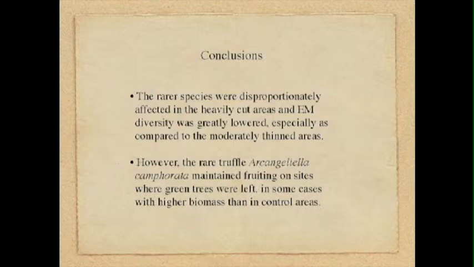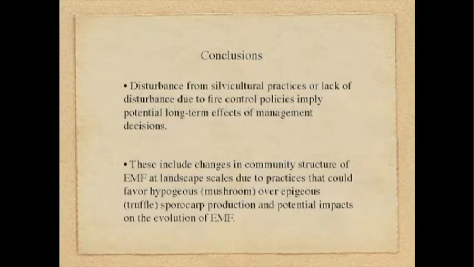A couple of corollary conclusions there. Disturbance, and I didn't touch on fire because I had to keep it short, but from silvicultural practices or lack of disturbance due to fire control policies, management effects. Decision makers should be thinking about these things. And these include changes in community structure at landscape scales, which is going to be very difficult to get at or model. And this balance between the mushroom and truffle life form, how is that being affected at the landscape scale?